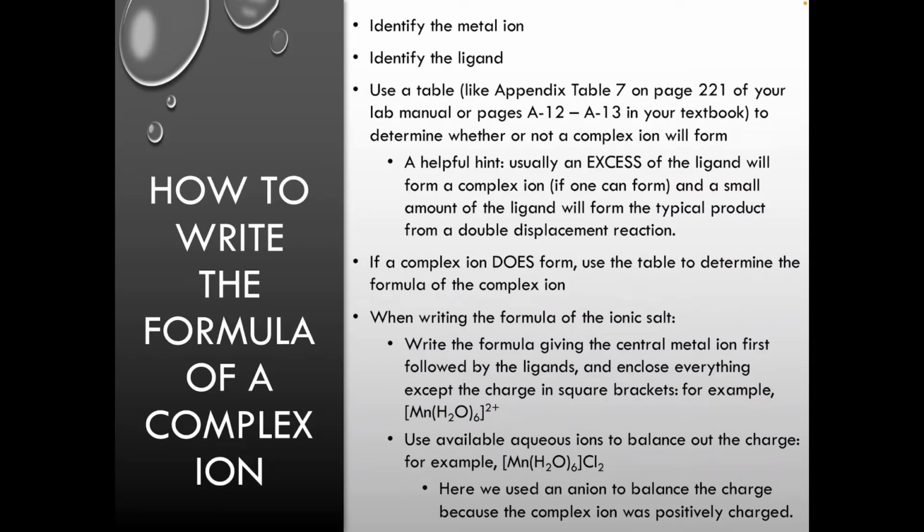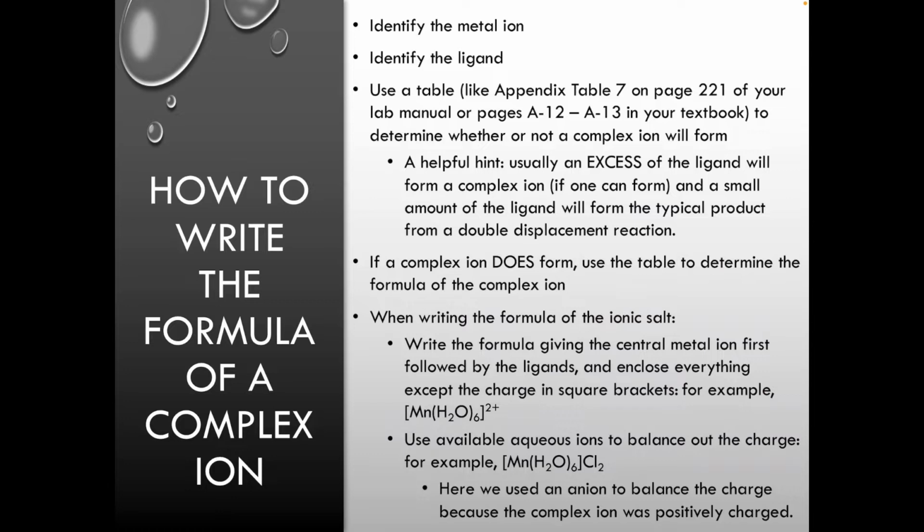All right, so if we were to look at how to write the formula of a complex ion, first you need to figure out what in your reaction is going to be your metal, right? That should be pretty obvious. Identify your metal. And make sure you're not picking something like sodium or potassium that's always going to be soluble, right? It's going to be typically a transition metal or aluminum. And then identify the ligand.